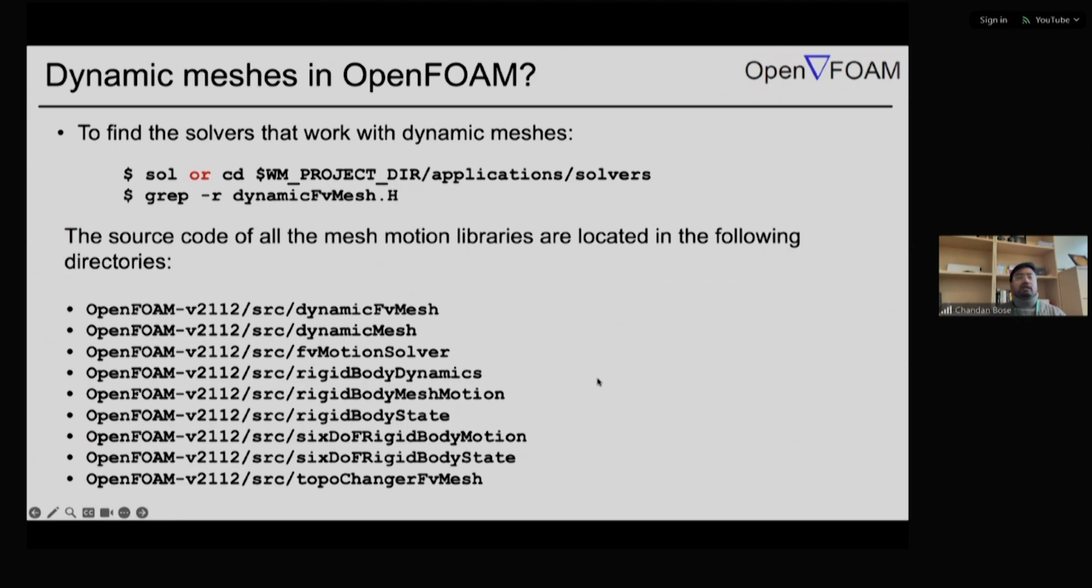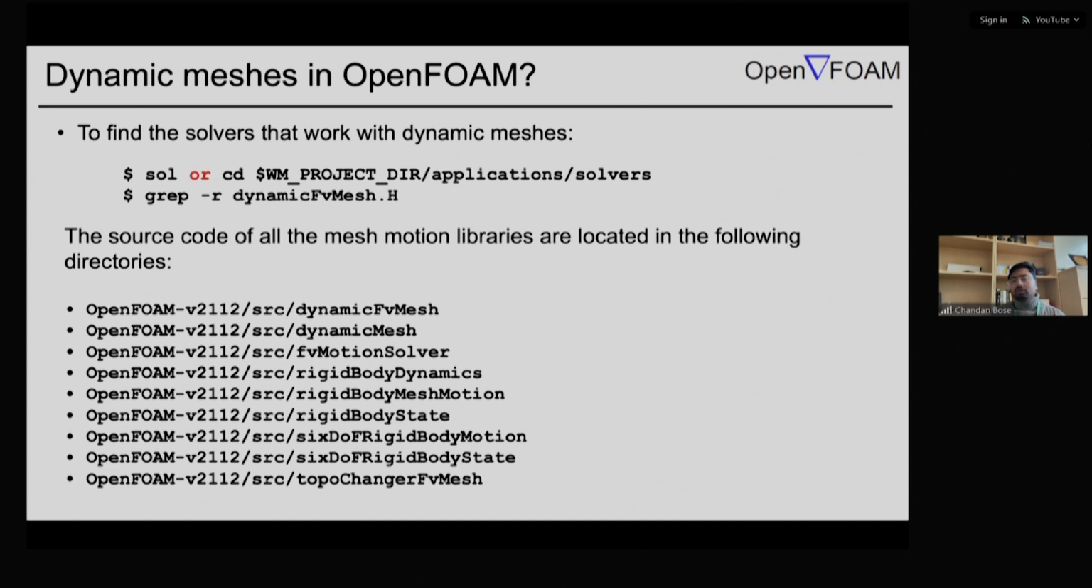Okay. Now, I'm not going into the details of the source code because I don't think most of you have the background, or I have the time, to do that. But if you really want to see where the source codes are located, or if you want to take the source code and modify it to your own mesh motion function, you can go to your installation folder. And it doesn't matter that I have version 2112, it can be any version.